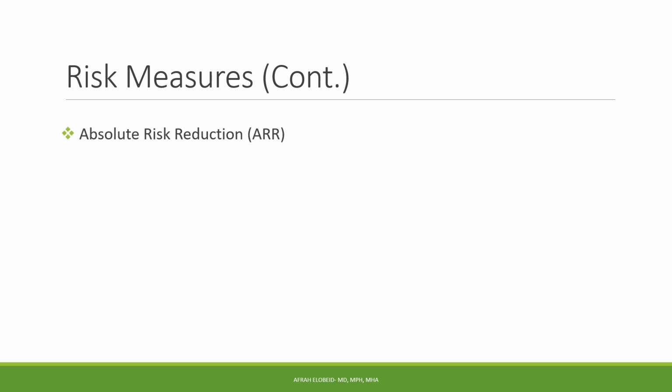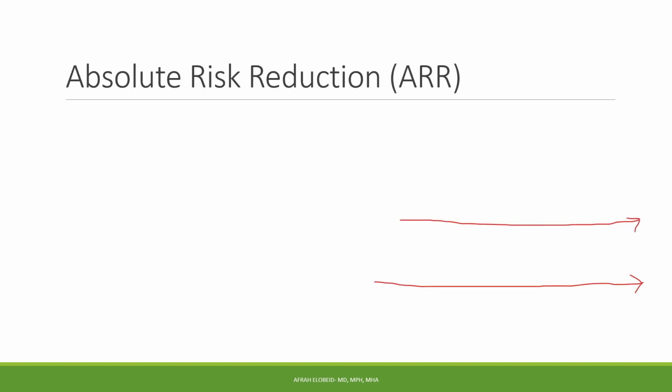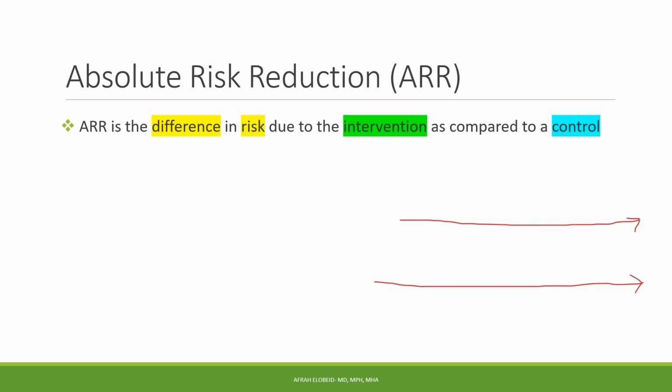Last time we discussed the relative risk, and in this presentation, we will talk about the absolute risk reduction and the relative risk reduction. The absolute risk reduction is the difference in risk due to the intervention as compared to a control, also known as risk difference. So we have keywords here. The first keyword is difference. And when we say difference, that means we're going to do subtraction.